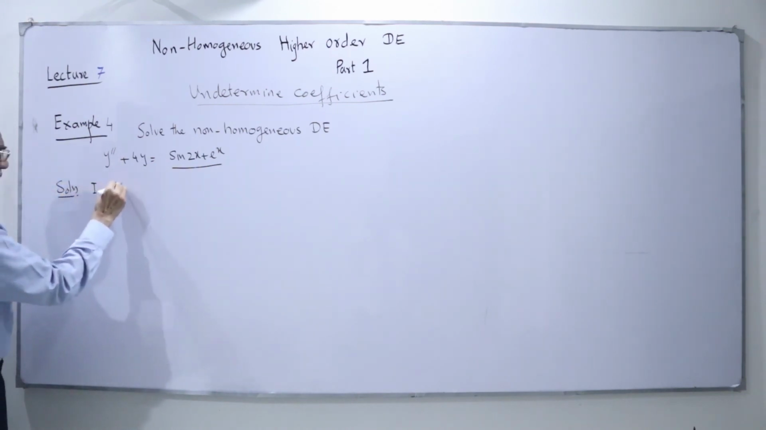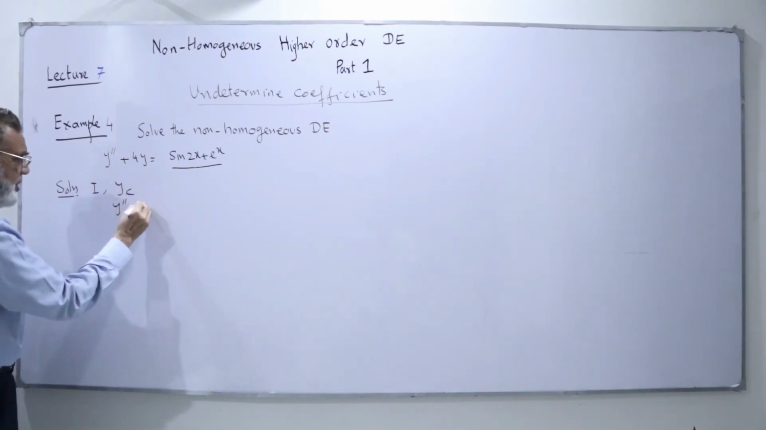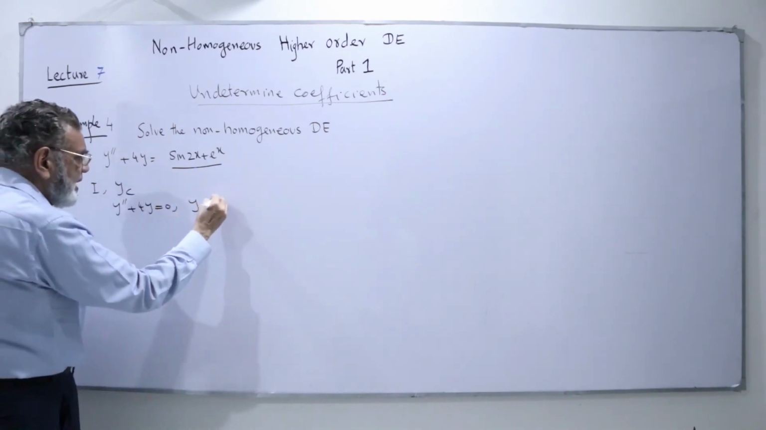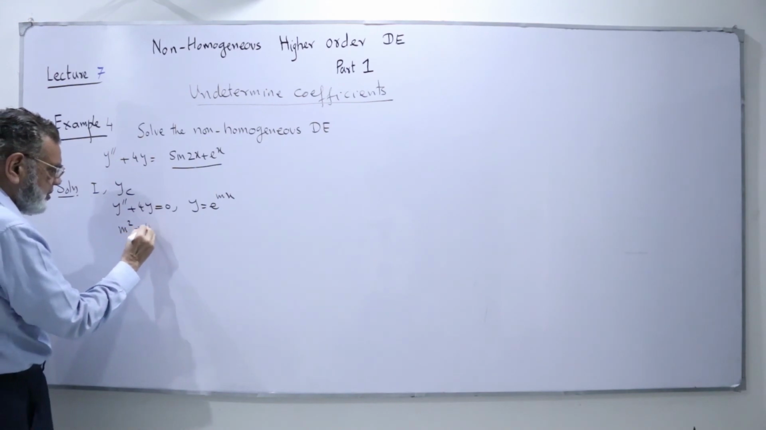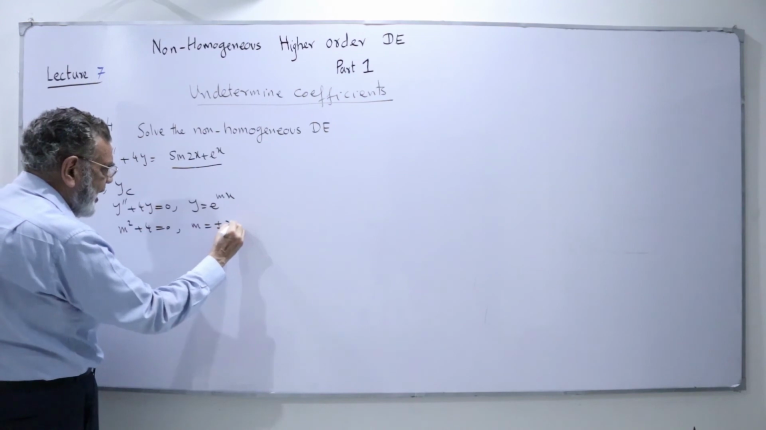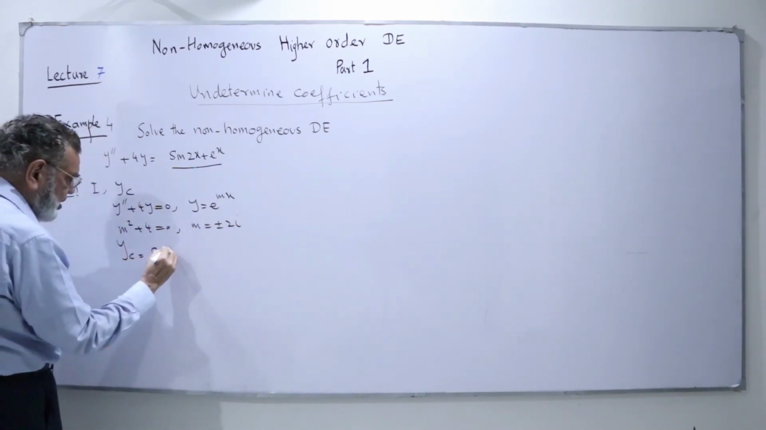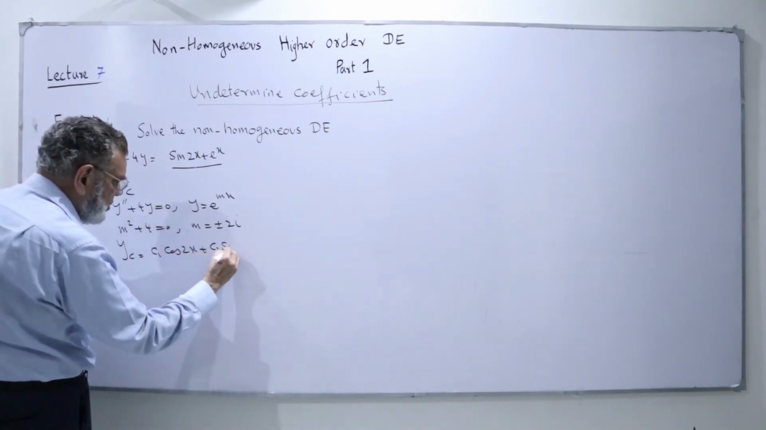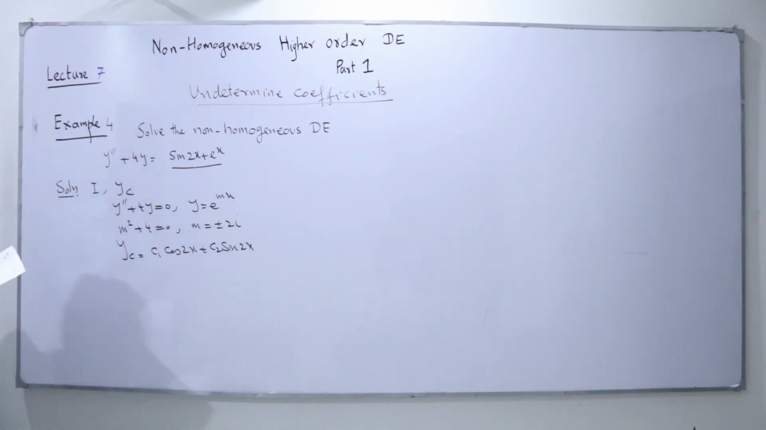The first part is we find yc. Yc is the solution of the homogeneous part of the differential equation. I will substitute y equal to e to power mx. I get the characteristic equation m square plus 4 equal to 0, and the roots are m equal to plus minus 2i. And we get yc is equal to c1 cosine 2x plus c2 sine 2x. So this is my solution in this case.